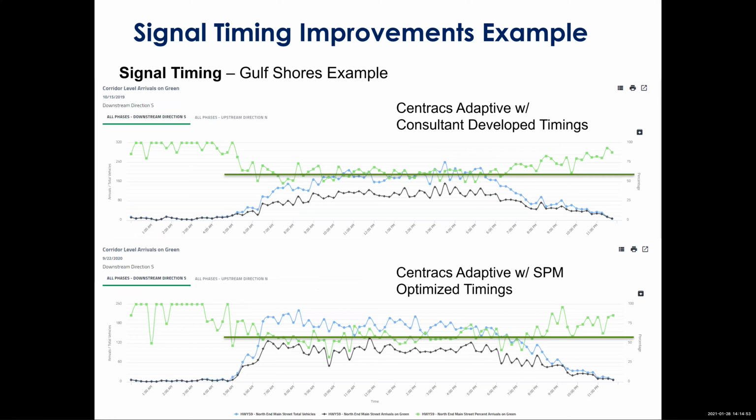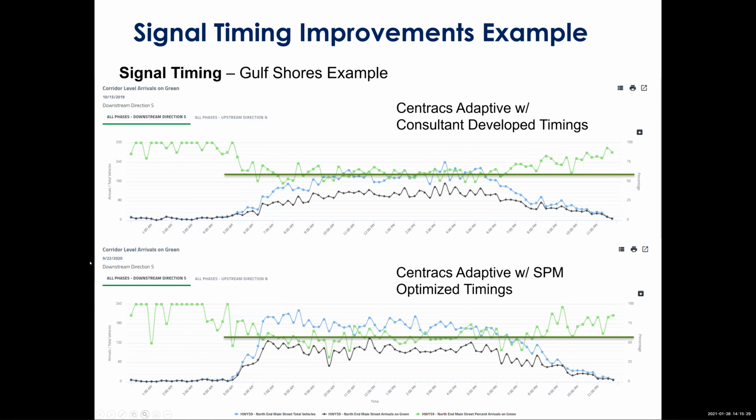Show a few of the results. This top chart I ran from October 15, 2019, before we actually started doing any of the SPM analysis on it. You can see we were just running the reports. So I got an arrival on green report from one of the intersections on the north end. And you can see that we're running just barely, maybe 60% arrivals on green on average. And that's with the Centrax adaptive running and no optimization done.